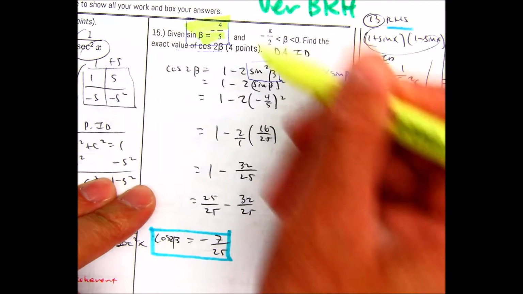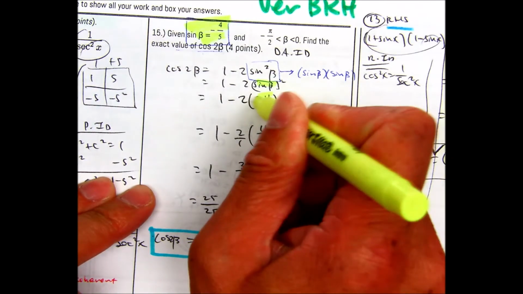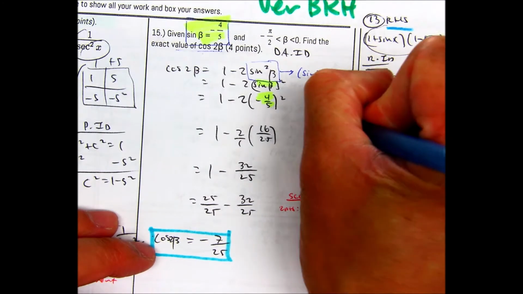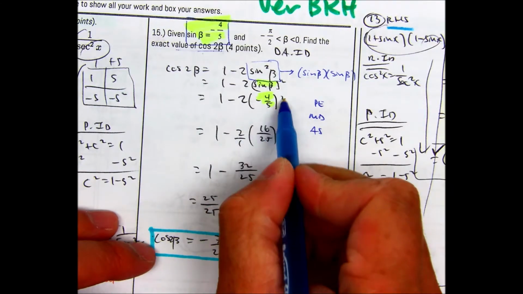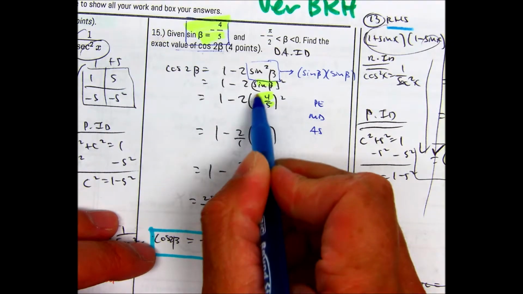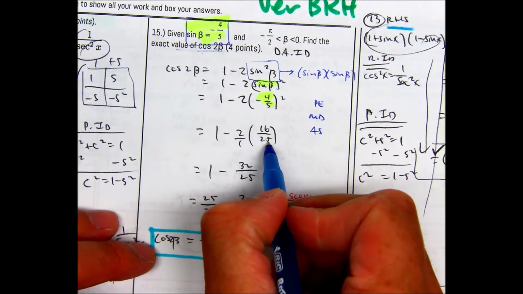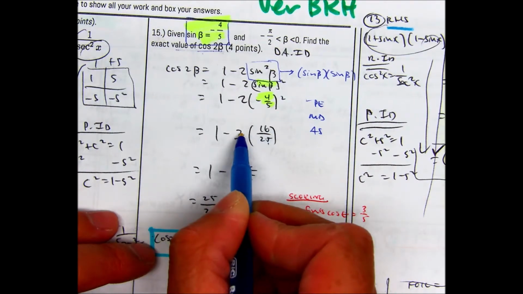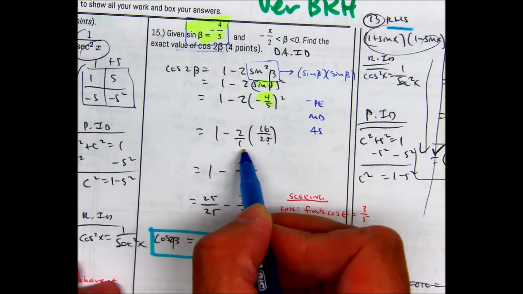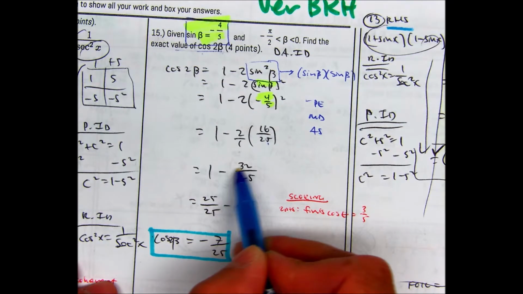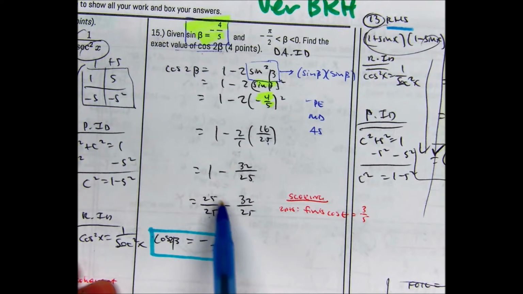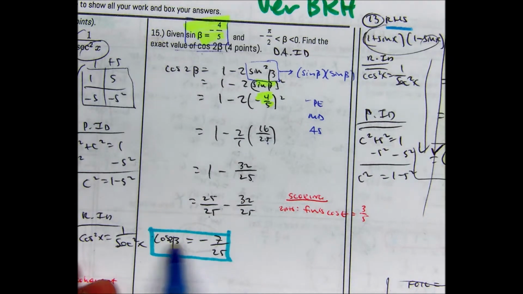Sine of beta is -4/5. And then here I'm just using the order of operations to simplify. Parentheses and exponents. So this means -4/5 times -4/5. That gives you 16/25. Then I'm going to multiply -2 times this. So -2 is a fraction by putting it over 1. So if you multiply across, you'll get -32/25. This 1 becomes 25/25. Then 25 minus 32 is -7. Cosine of 2 beta equals -7/25.